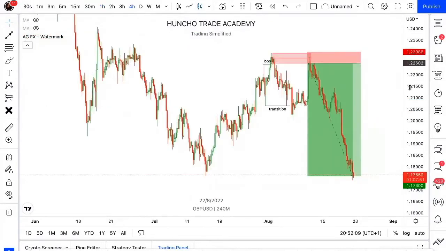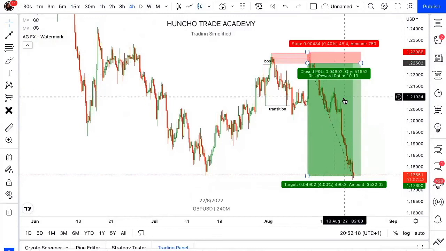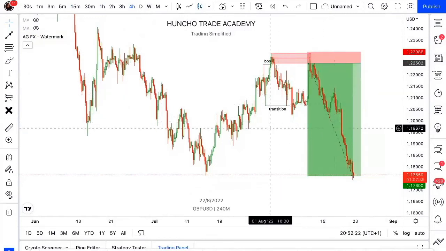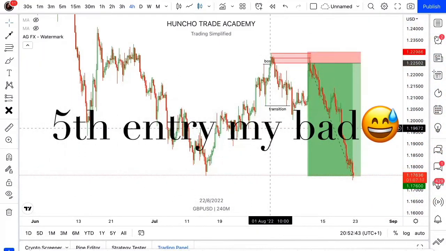This was actually the first trade I missed on GBP USD. I missed this trade from here, but I got my entry around here. I got about 3 to 5 entries, but I missed about three. Then the fourth entry was break even, while the fifth one was the one that actually did well.